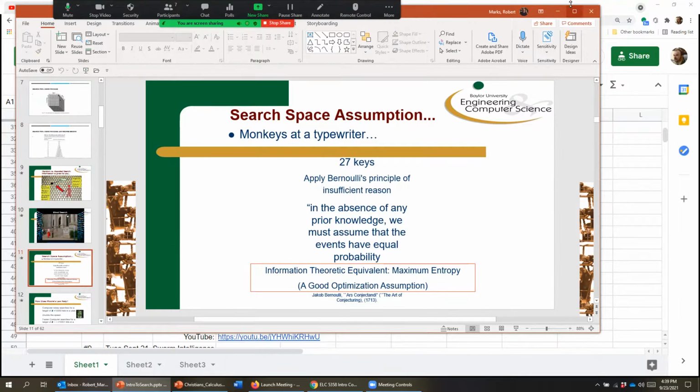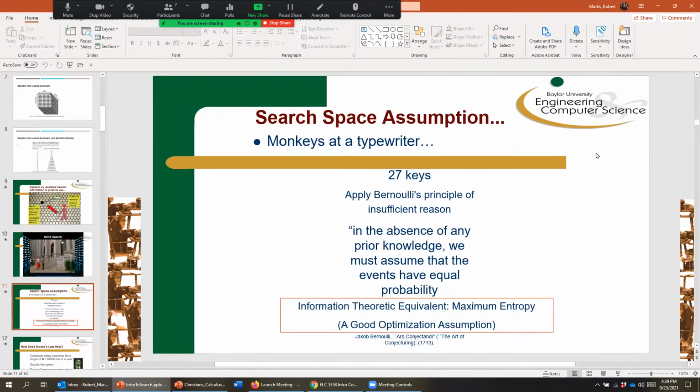We can look at this for the monkey and the typewriter. You're familiar with the idea of the monkey and the typewriter. But we can apply 27 keys for the monkey and the typewriter. That's the 26 letters of the alphabet plus the space. And we want to figure out what that monkey can type.